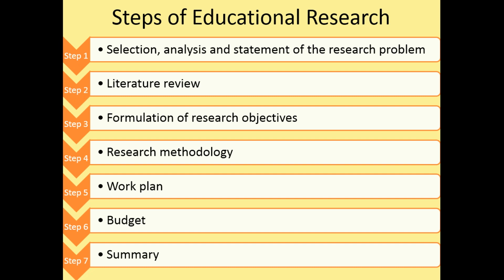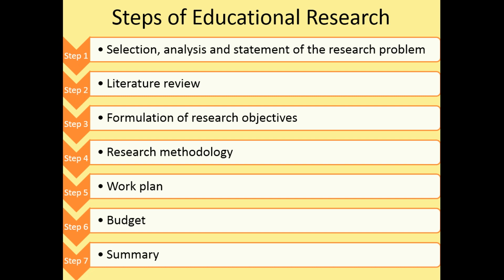Step 3, formulation of research objectives. After literature review, the most important work is to specify the objectives of the research. Then draw the tentative assumption of the problem, or hypothesis. Research methodology, step 4. In research methodology, a researcher has to mention the variables of the study, what methodology has been selected for the study, what the data collection techniques will be, what the sampling method for the study is, and how the data will be analyzed.